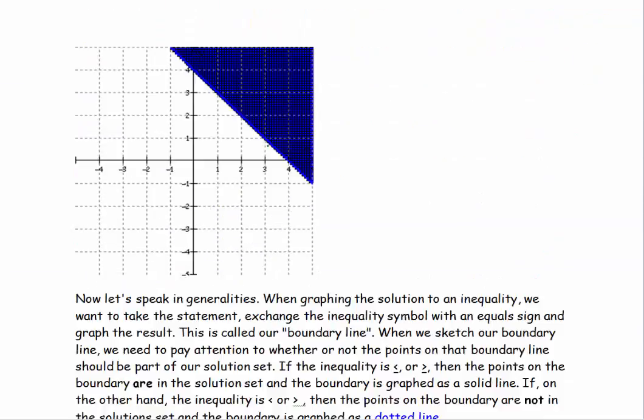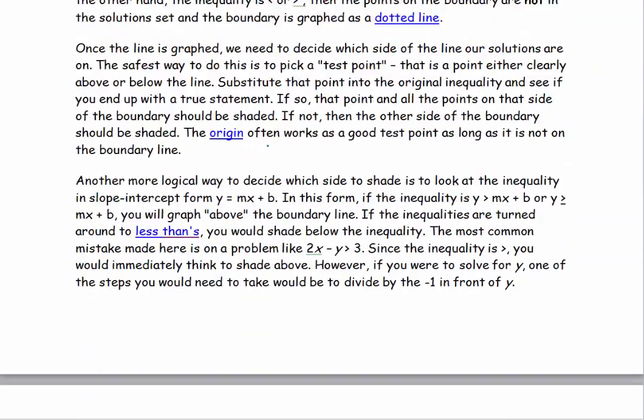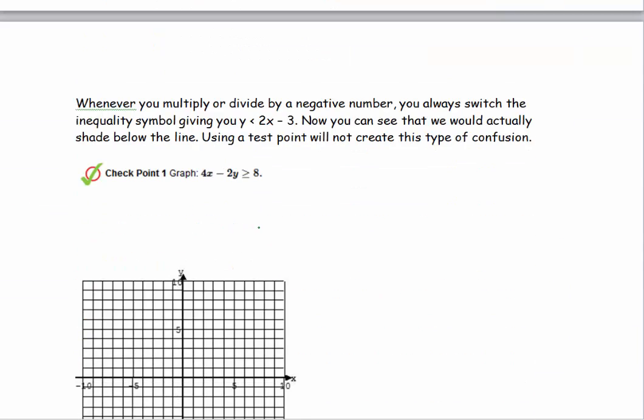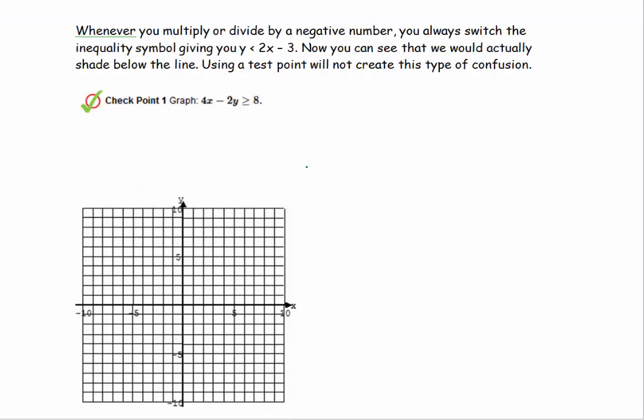Let's take a look at a couple of examples here. Let's say I'm graphing 4x minus 2y is greater than or equal to 8. So the first thing that I need to do is graph my boundary line. Now there's a couple of different ways to graph the boundary line. You could pick out the x-intercept and the y-intercept and plot those points and then draw the line that crosses those points. To find the y-intercept, we substitute 0 for x. To find the x-intercept, we substitute 0 for y.